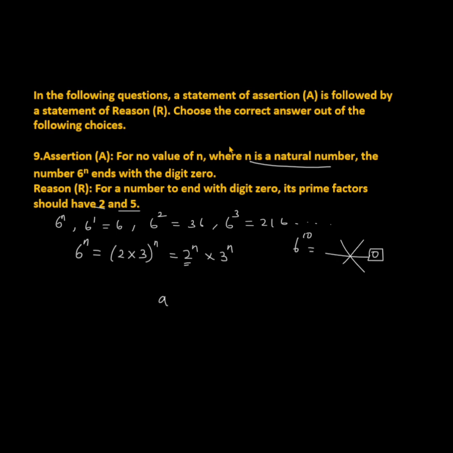So we need to choose option A. Assertion is right, reason also right. Reason is the correct explanation of the assertion.